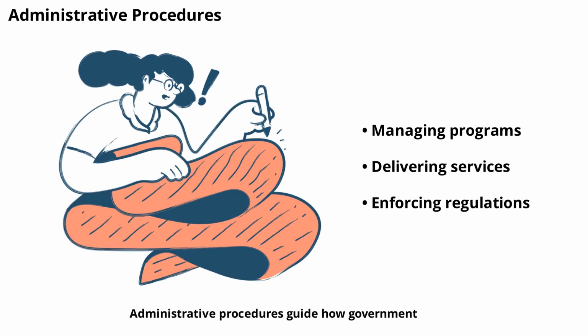Administrative procedures guide how government agencies manage programs and deliver services. These steps might include applying for permits, distributing benefits, or enforcing regulations. Agencies often have detailed manuals that outline exactly how each task should be completed. This ensures that services are delivered fairly and efficiently, and that everyone is treated equally under the rules.